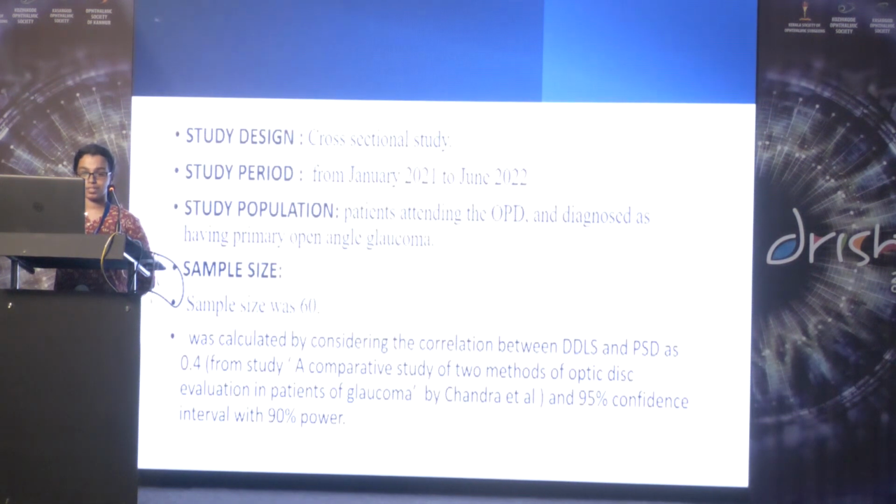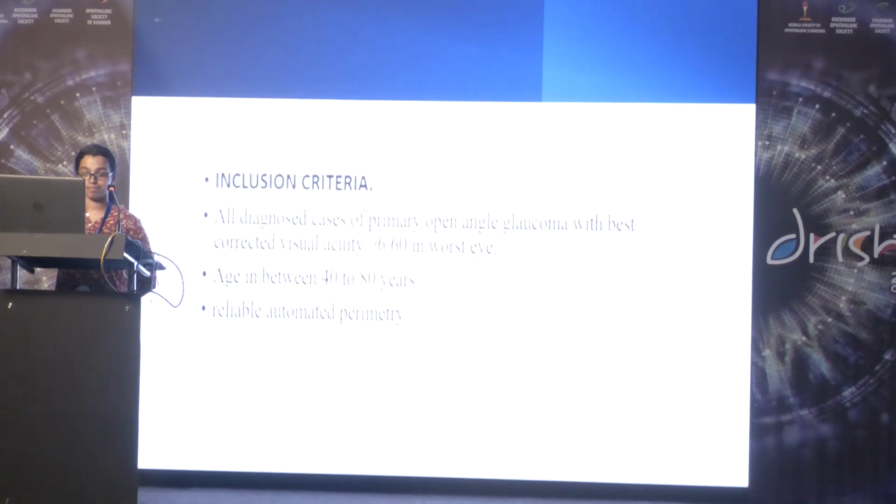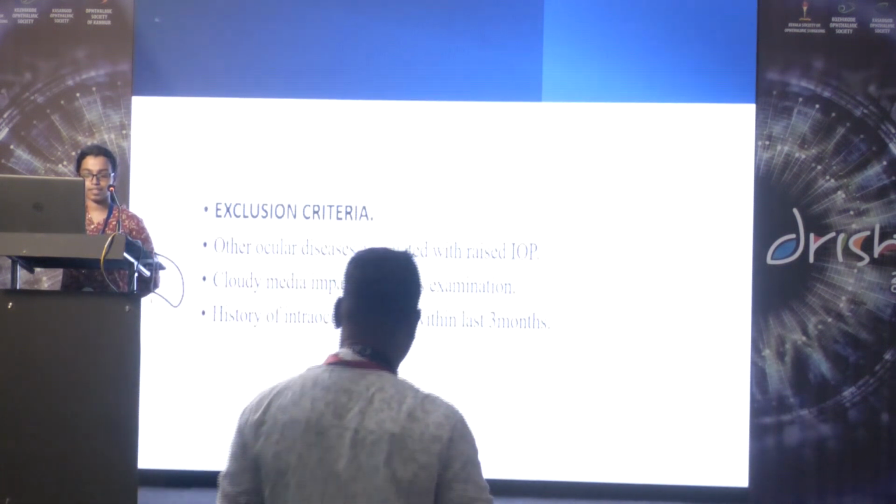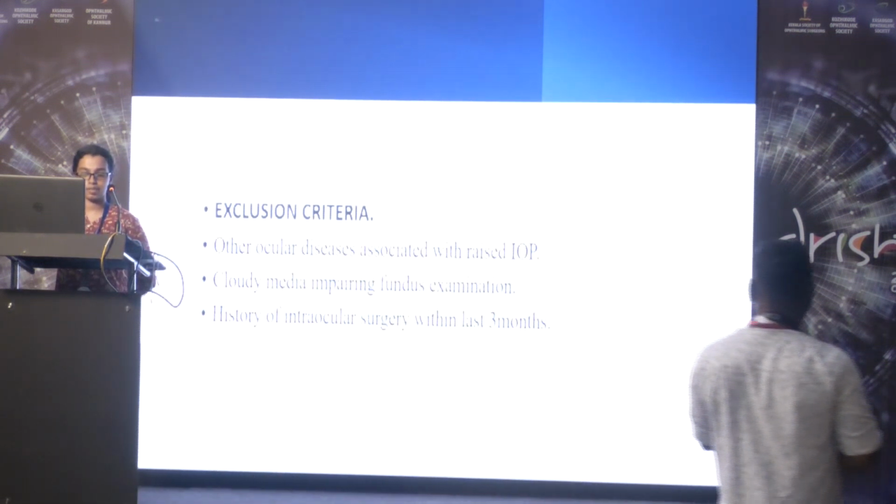Study design was a cross-sectional study. Study period was from January 2021 to June 2022. Study population: patients attending the OPD and diagnosed as having primary open-angle glaucoma. Sample size was 60. Inclusion criteria: all diagnosed cases of primary open-angle glaucoma with best corrected visual acuity better than 6/60, age between 40 to 80 years, and reliable automated perimetry. Exclusion criteria: other ocular diseases associated with raised IOP, cloudy media impairing fundus examination, and history of intraocular surgeries within the last 3 months.